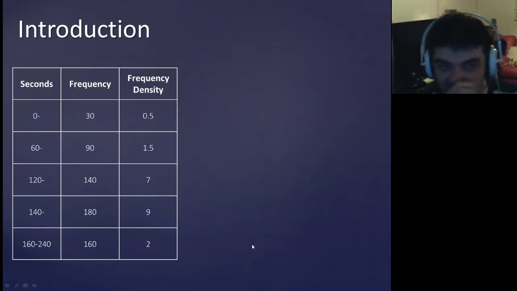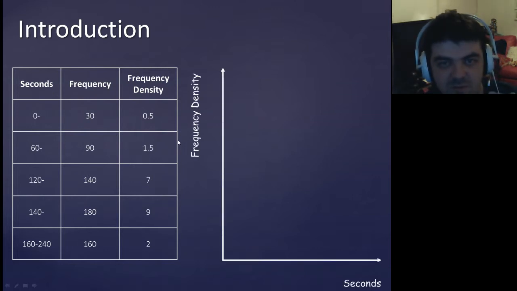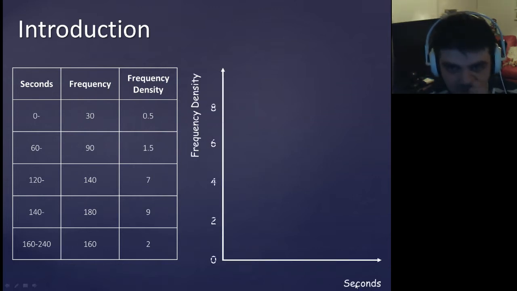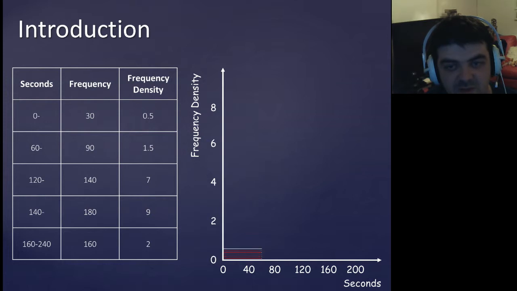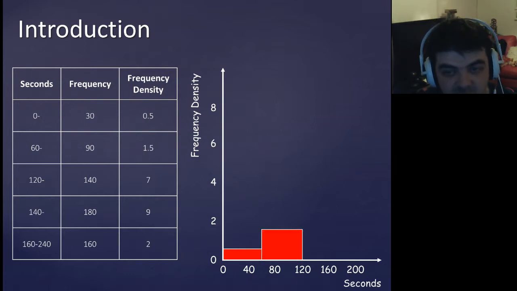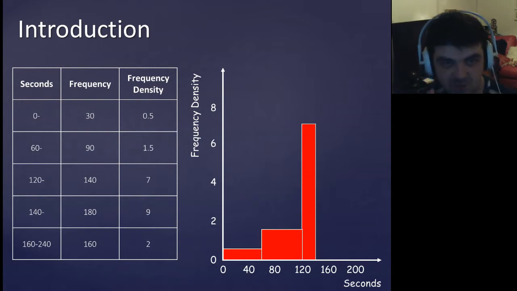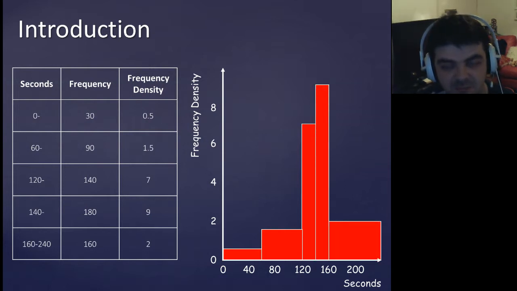And when we're plotting those, it looks something like this. So our frequency density up the side and our seconds along the bottom. Both will go along in regular intervals. Our first bar, 0 to 60, will go up as far as 0.5. Our second bar that goes 60 to 120 goes up as far as 1.5. The next one's an awful lot slimmer because it only covers 20, and goes up to 7. Another slim bar up to 9, and then the last big section at the end is there.